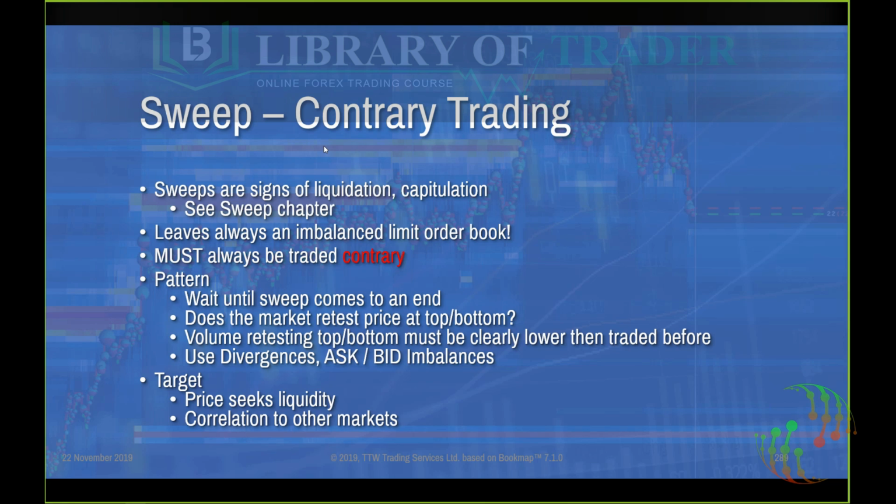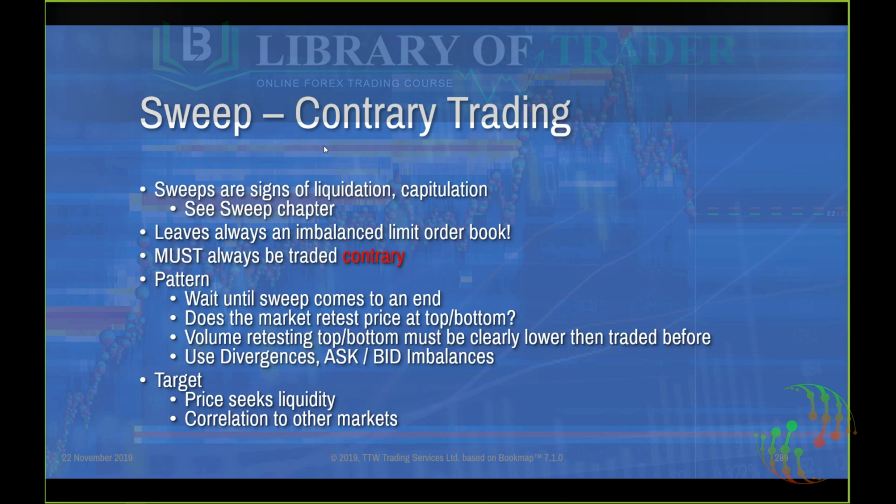Sweeps are signs of liquidation and capitulation. See the sweep chapter. Go back to the sweep chapter and go back to yesterday's recording again if you need to. You will see that it's interesting to understand first of all what sweeps are, how they behave, what the matching engine is doing normally, and how we can work with them. As we discussed, it always leaves an imbalanced limit order book. This imbalanced limit order book means that it should come into balance again.